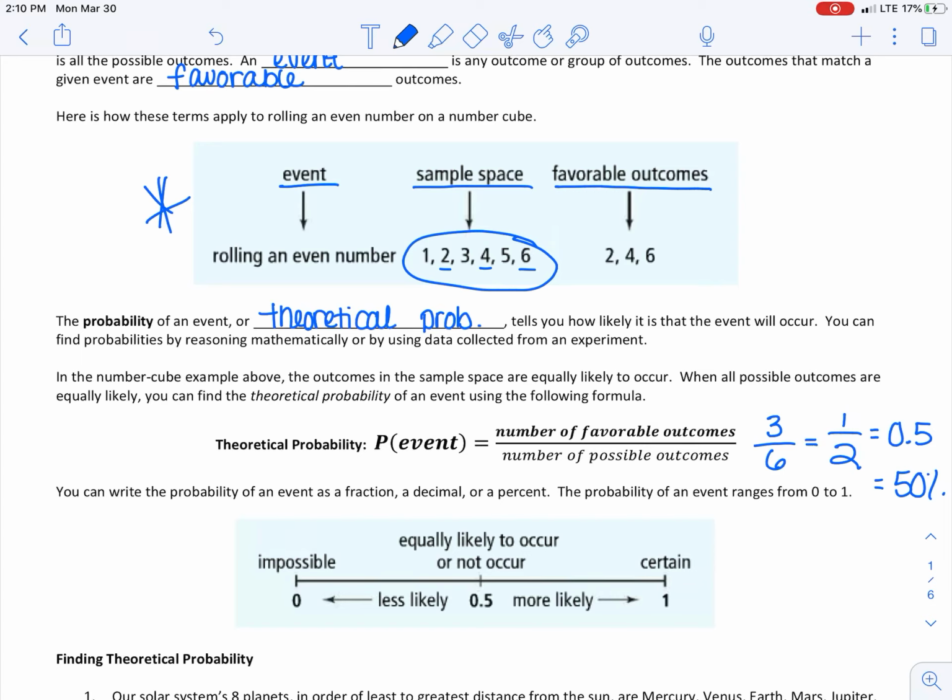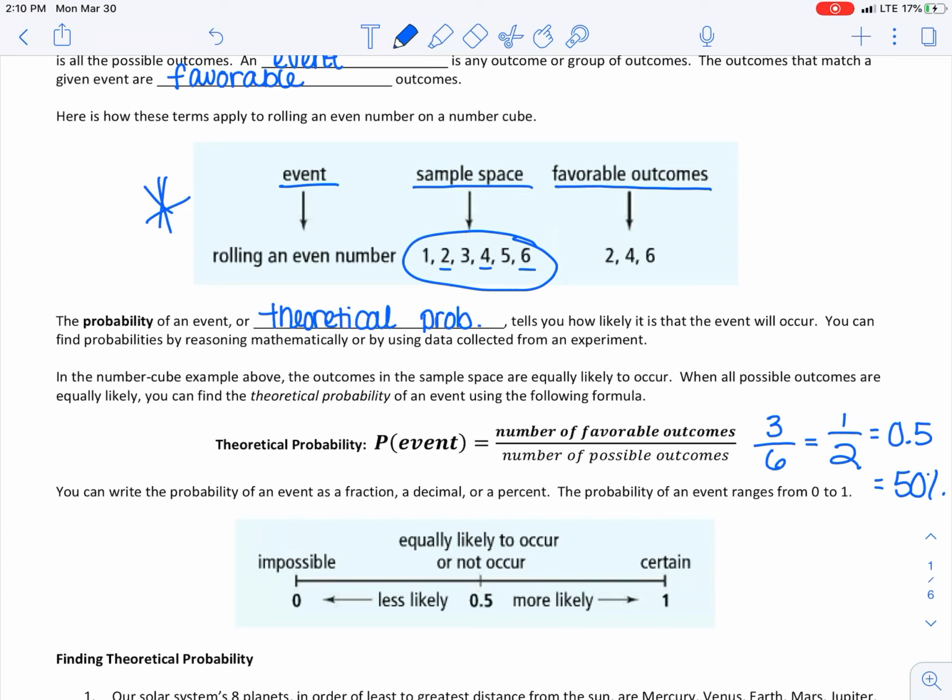Okay. The other side of the spectrum would be 1, meaning it's certain. So that'd be like me saying, what is the probability of flipping heads or tails? Well, there's only 2 options on a coin, heads or tails. So if you want to know the probability of flipping either one of those, you're going to end up with a probability that's a 1. So it's 100% likely to occur.